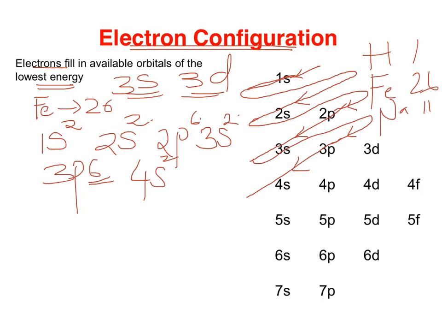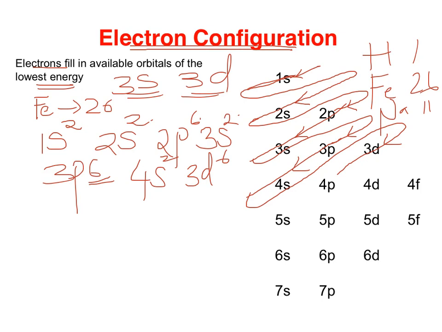Right? So now 20 are filled up, so we have 6 left over. Then they go into 3d, so 3d6. Remember, there are only 6 left over, so 3d will not be completely filled. 3d will be partially filled. Remember, d can take a maximum of 10 electrons, so in this case, 6 electrons will be filled.